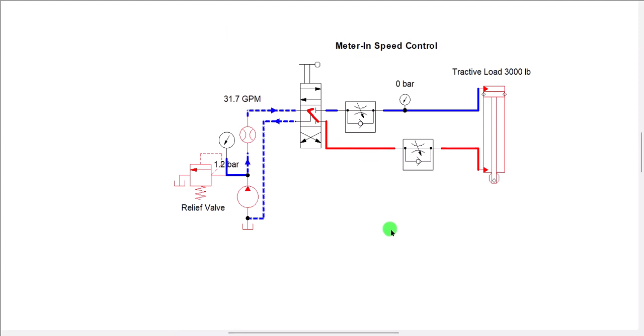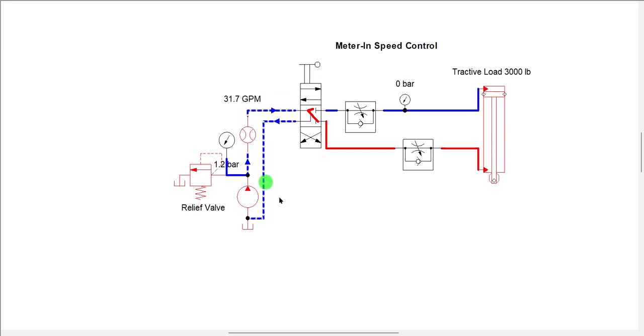Hello everybody, in this video I'm going to discuss the difference in meter in speed control versus meter out speed control with regards to a tractive load. A tractive load is a load that is vertical. As a result, the gravity has an effect on the motion of the piston.